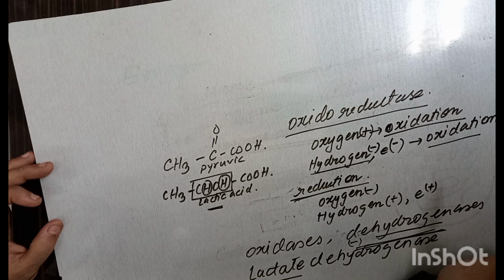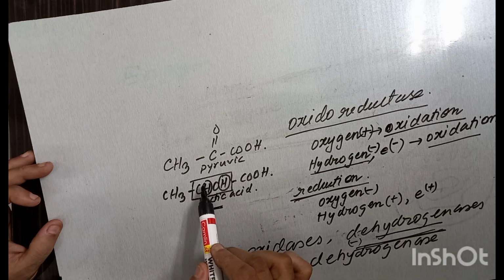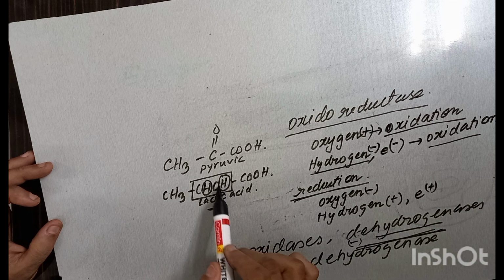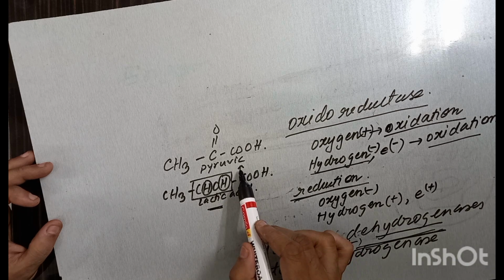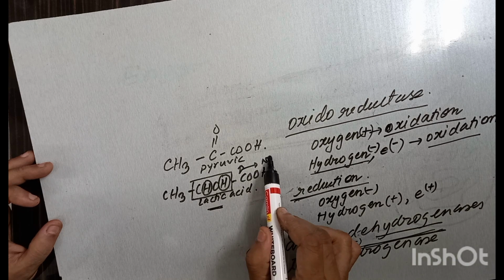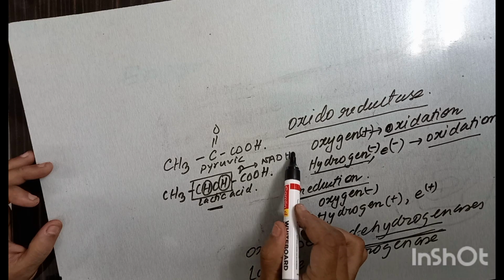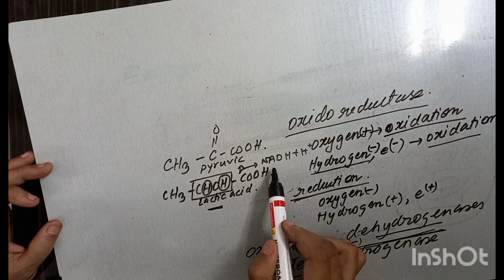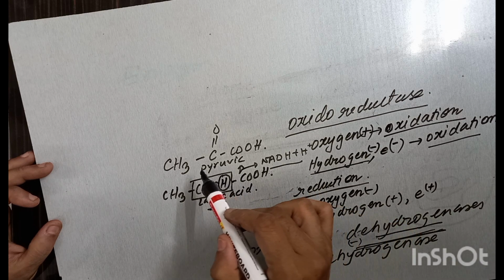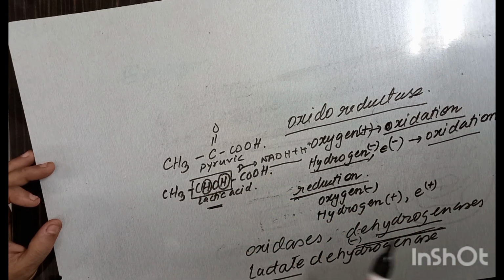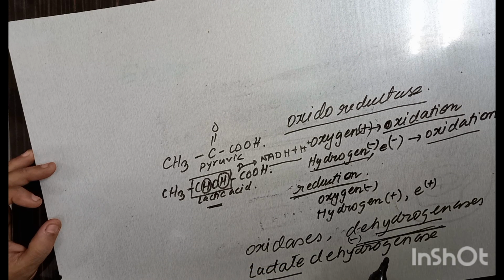Different types of oxidoreductases are classified according to the electron donor group. This donor group donates these two hydrogens, and so pyruvic acid is formed. These two hydrogens are donated to NADH plus H plus. So this is the action of lactate dehydrogenase, which is one oxidoreductase.